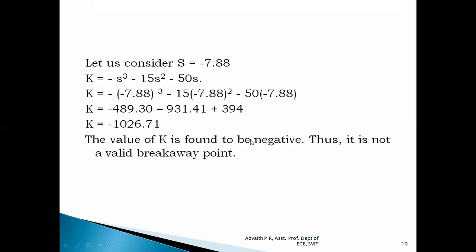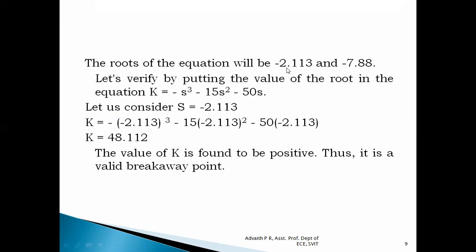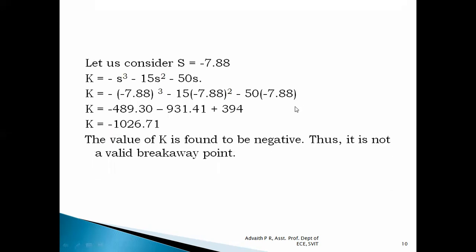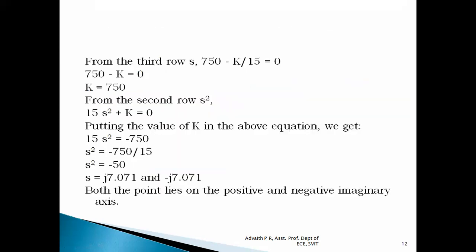Previously we have found out the breakaway point. From the breakaway point, the root locus will travel and it will cross the imaginary axis at 7.071 j and minus 7.071 j.